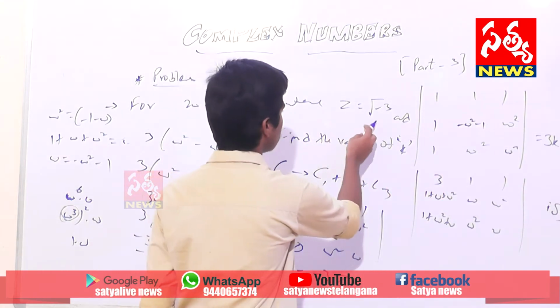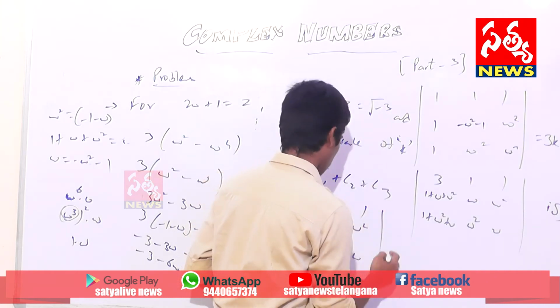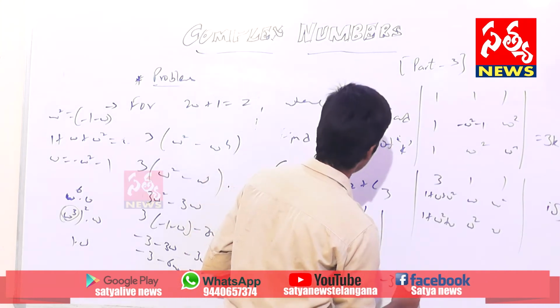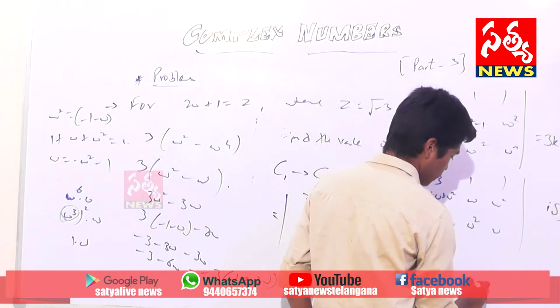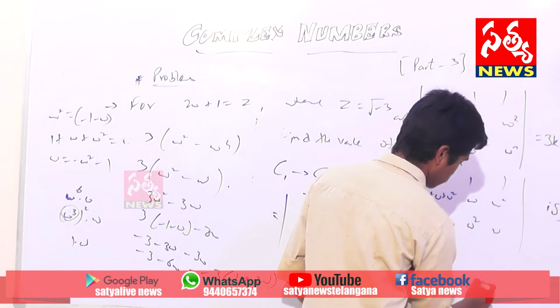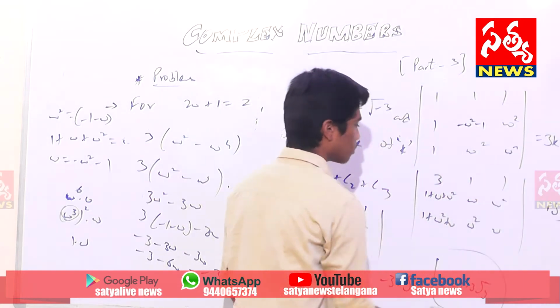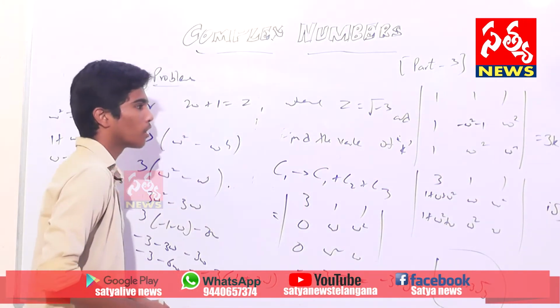So the value of z is root of minus 3. So minus 3 into root of minus 3. So our answer is minus i 3 root 3. I hope you understood.